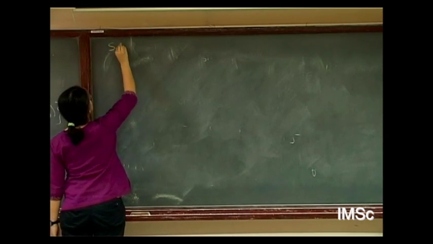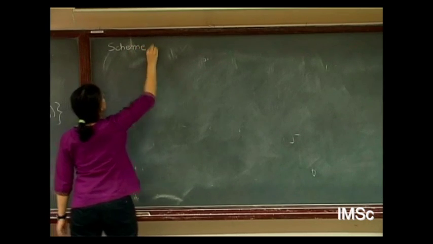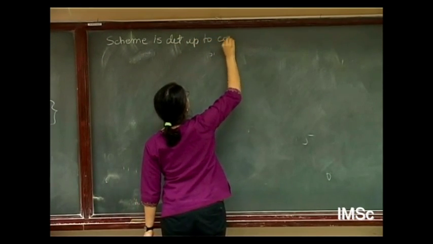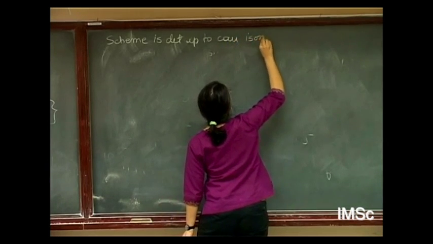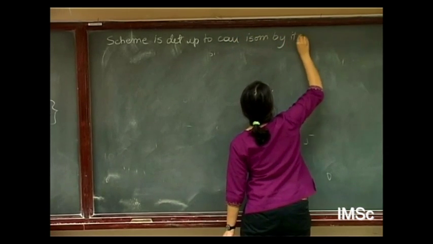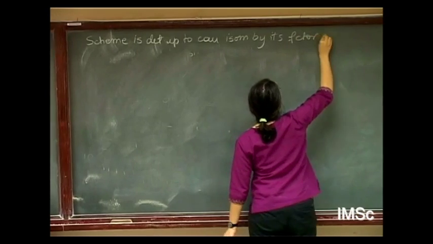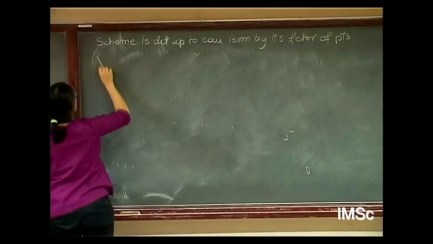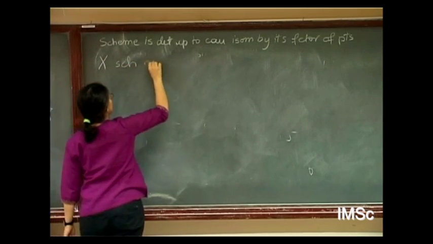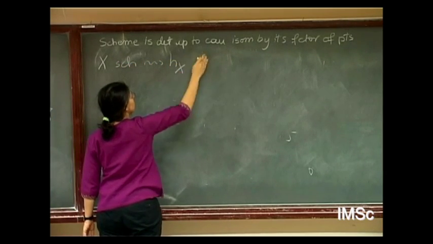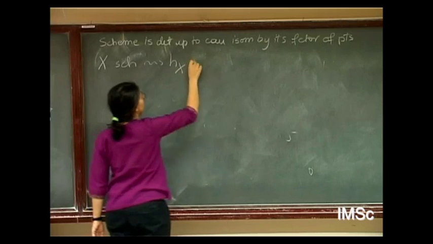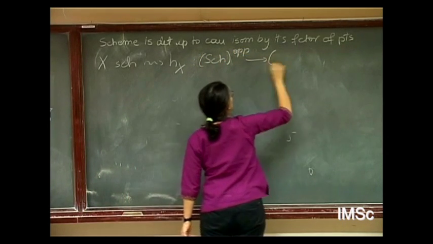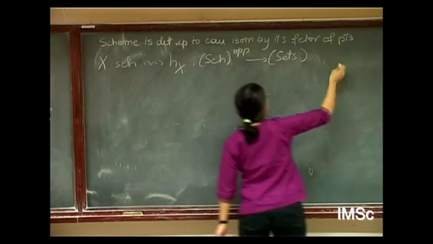So a scheme is determined up to canonical isomorphism by its functor of points. Here, if X is a scheme, you define a functor. Of course you have the Yoneda functor, which is kind of obvious in any category.